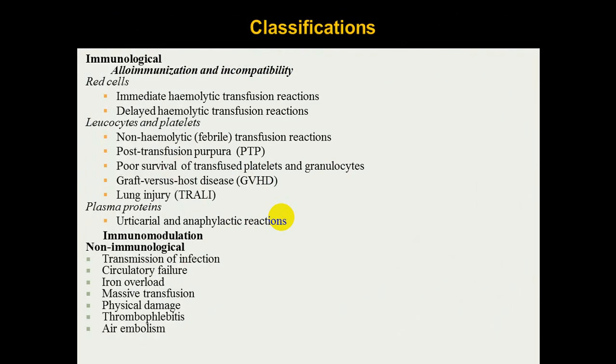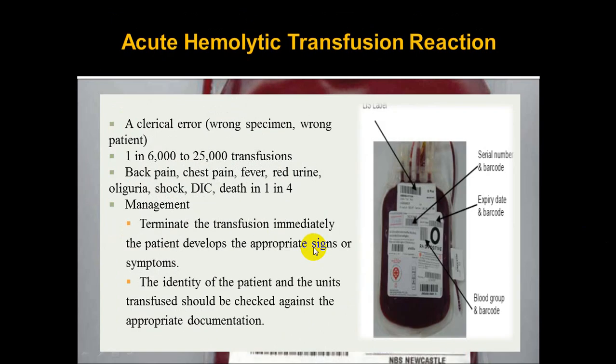What about blood transfusion reactions? The most important issue. We have immunological and non-immunological blood transfusion reactions, and we will talk about acute hemolytic transfusion reaction. And this is what it means. It means a clerical error, wrong specimen, wrong patient.